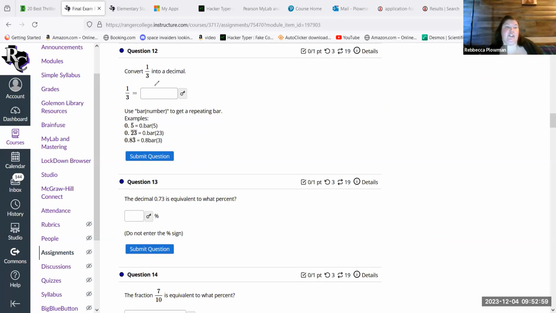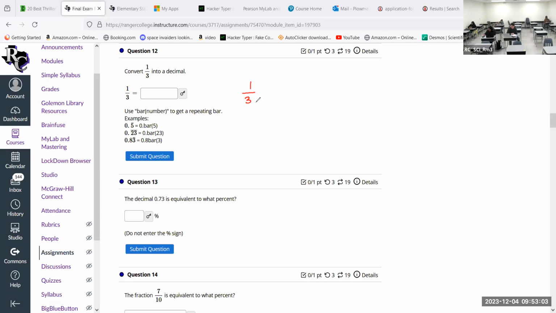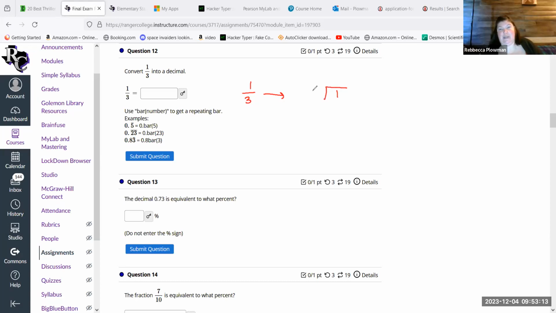So we want to convert 1/3 to a decimal. One thing, you do have calculators now, so that will help you. But one of the things that we had said, if you didn't have a calculator, you're taking 1 and dividing it by 3. So we can't get 3 into 1. It doesn't fit in at all.